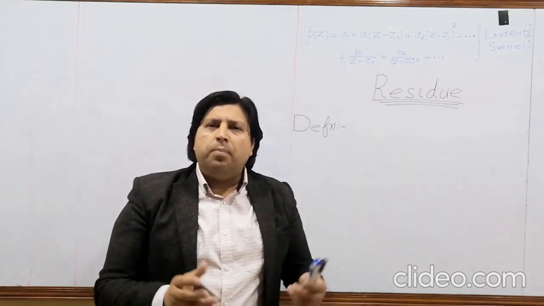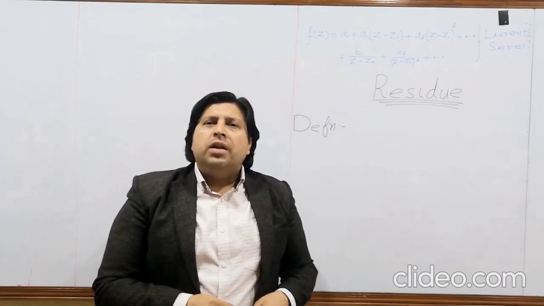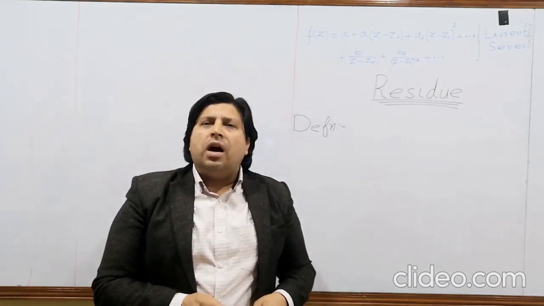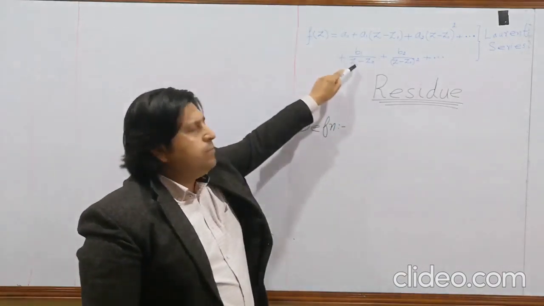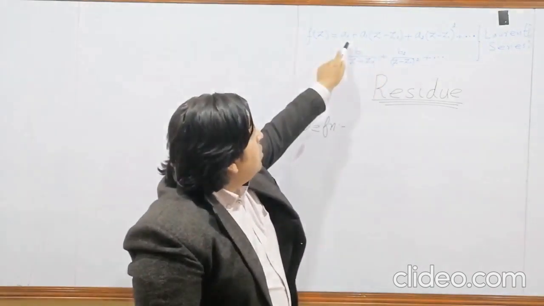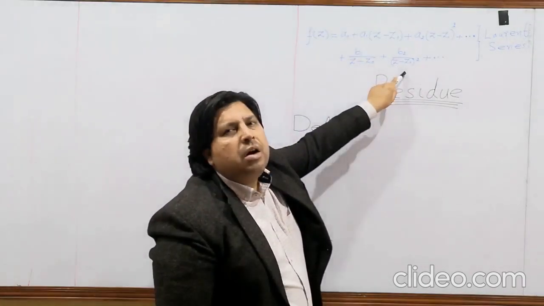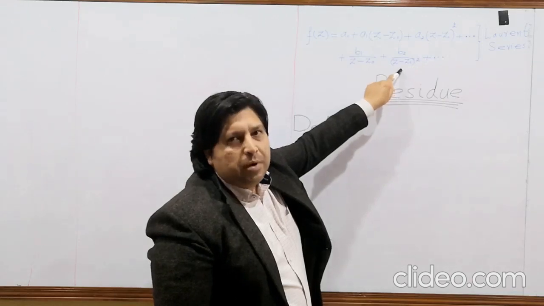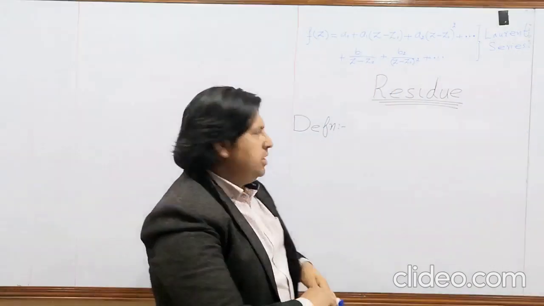residues. In my previous lectures, we have studied that the Laurent series of a function f of z is a series of this form which has two parts. The first one is called the analytic part, the second one is called the principal part. And now let us write the definition of residue.